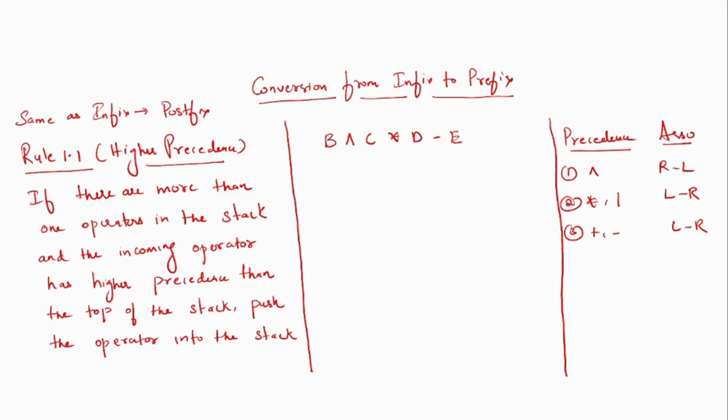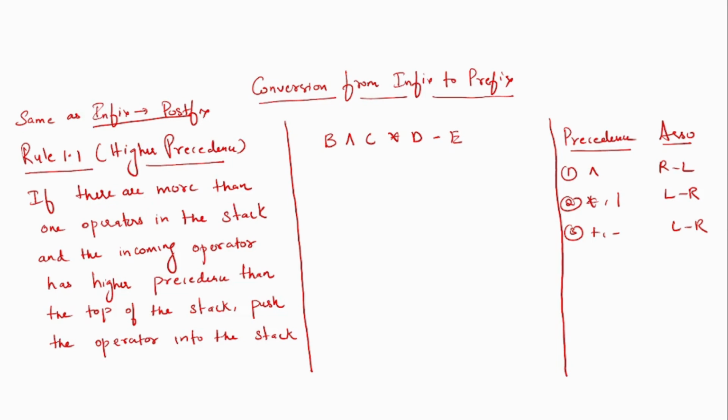Hello everyone, let us look at rule number 1.1. This is also exactly the same as what we have seen in infix to postfix conversion. We are looking at now infix to prefix conversion, and we are looking at rule number 1.1 of higher precedence. Right? So let us look at rule number 1.1.